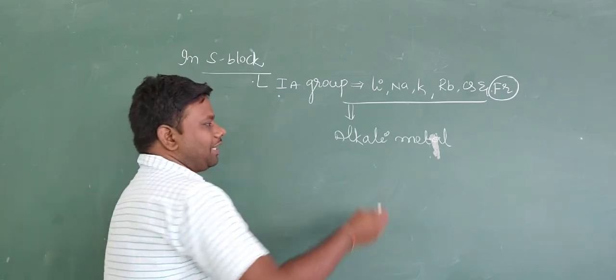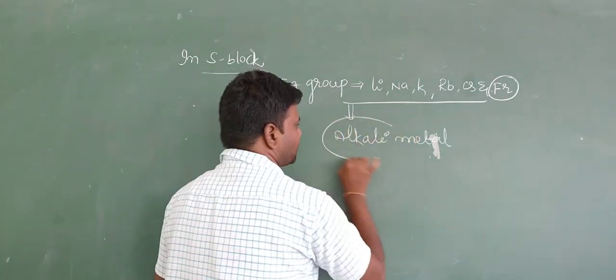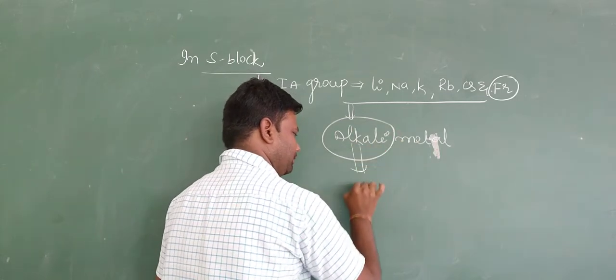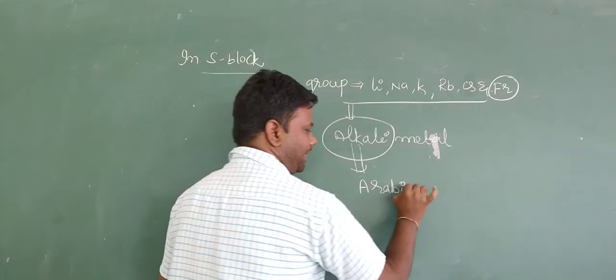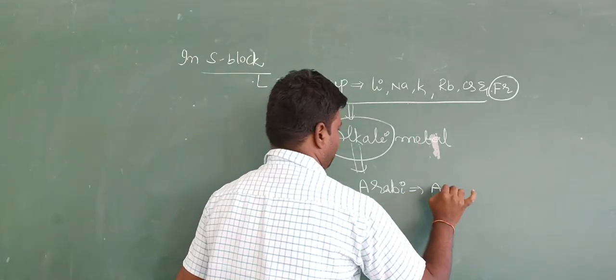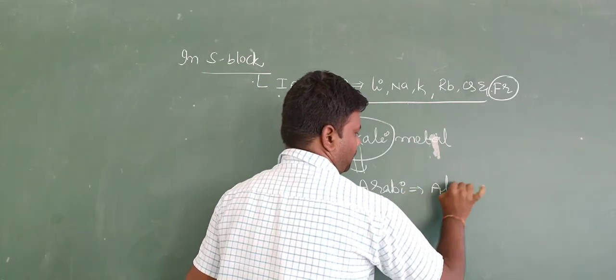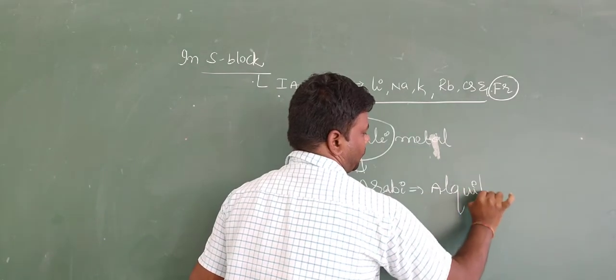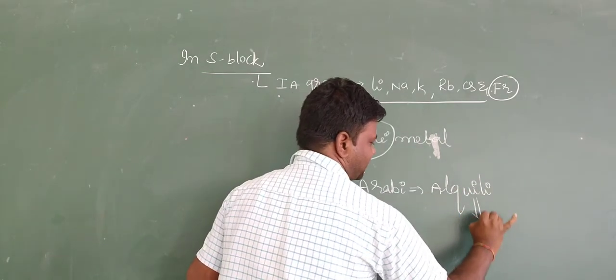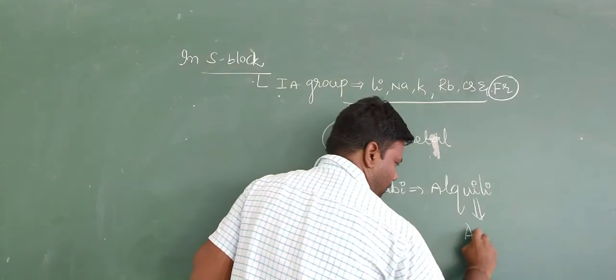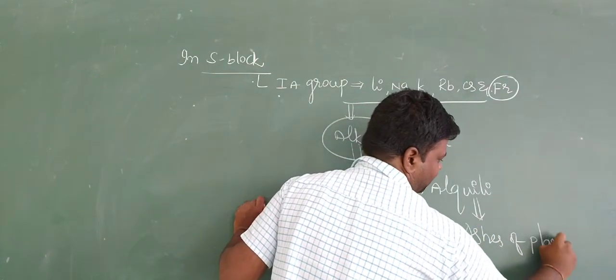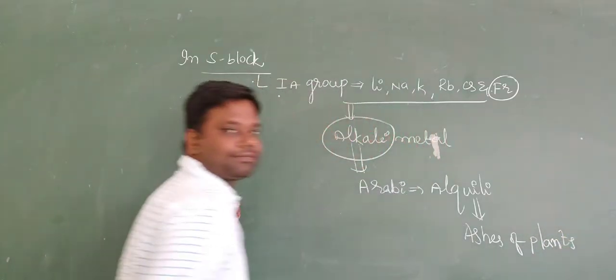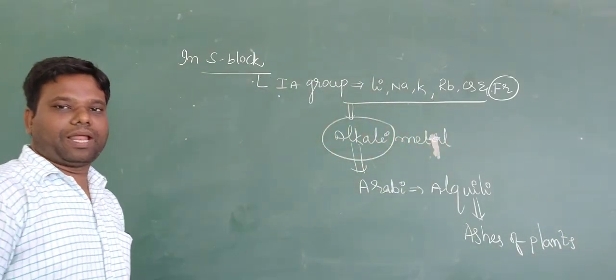Here the word alkali is derived from an Arabic word, al-qali. Al-qali means ashes of plants.